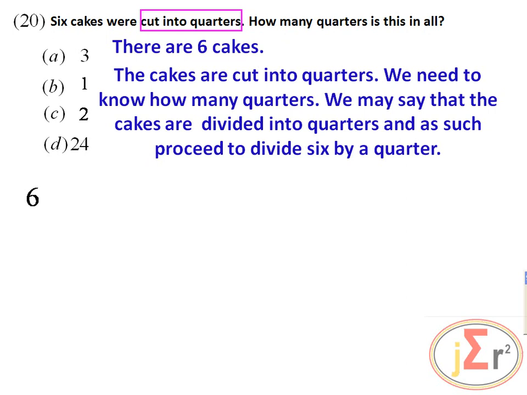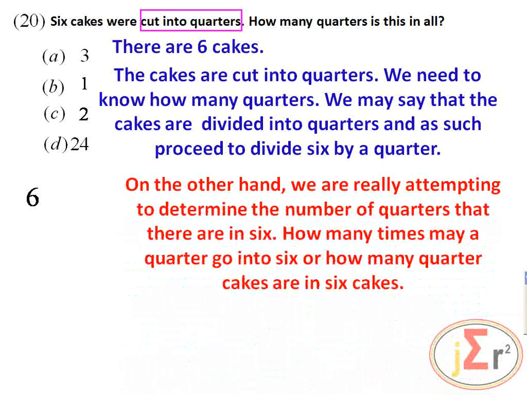So the result that we get for our answer may be found by dividing 6 by a quarter. So we are saying quarter into 6, or 6 divided by a quarter. On the other hand, we are really attempting to determine the number of quarters that are in 6. How many times may a quarter go into 6? Or how many quarter cakes are in 6 cakes?